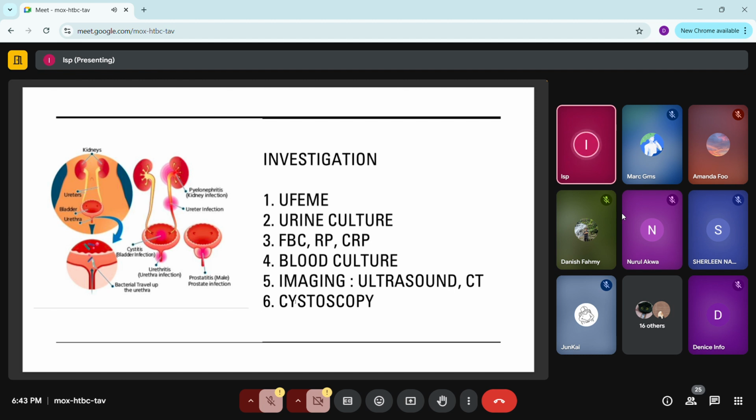Cystoscopy. Anyone know what is cystoscopy? Yeah, like the name suggests, cysto is actually bladder. Scopy means the camera looking into the cavity. So cystoscopy is actually putting a camera into the bladder. So usually it's a rigid scope. It's a very tiny scope, the size of a straw. It's a very long, rigid metal bar that is inserted through your urethra and directed into your bladder.